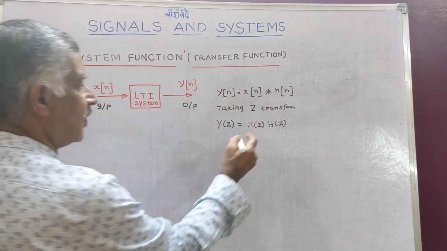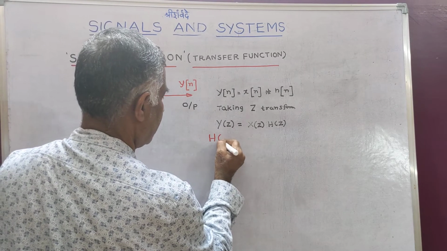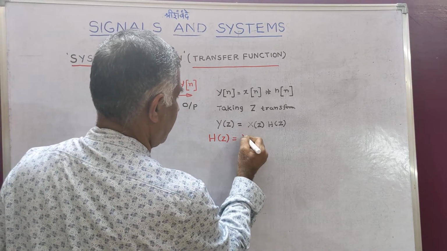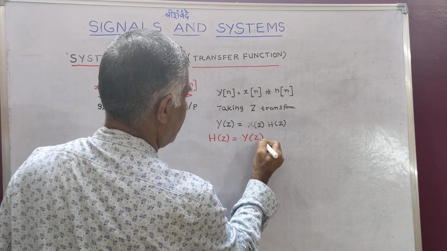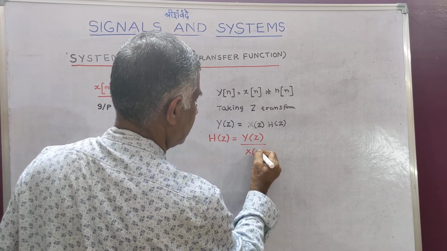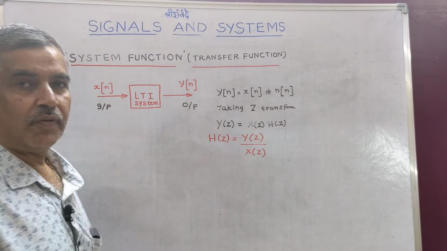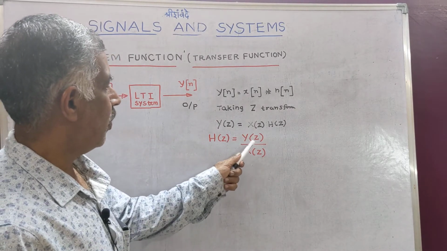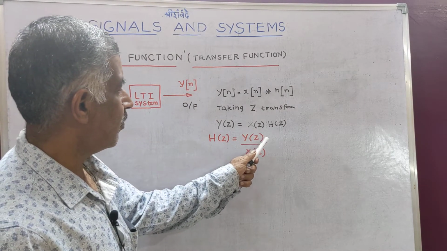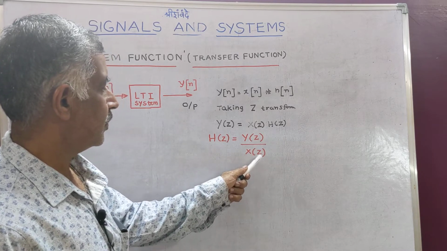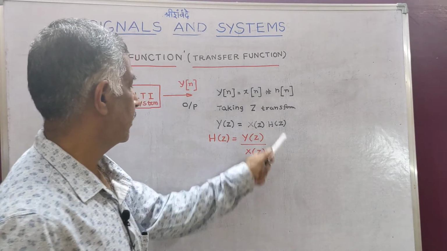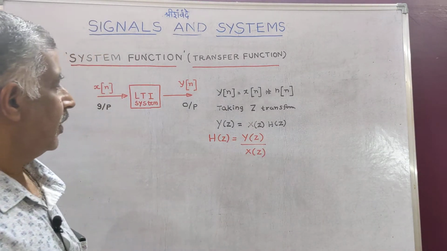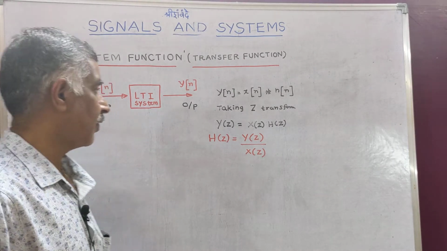Now this H(z) is what is called the transfer function. So what is the transfer function? The transfer function is the ratio of the Z transform of the output to the Z transform of the input. This is what is called H(z), also known as the transfer function.